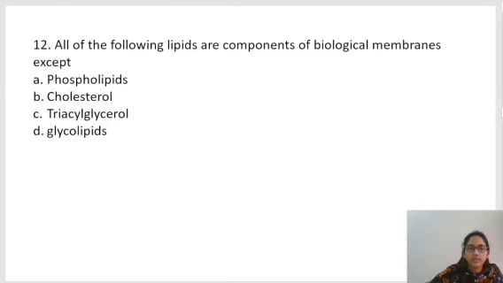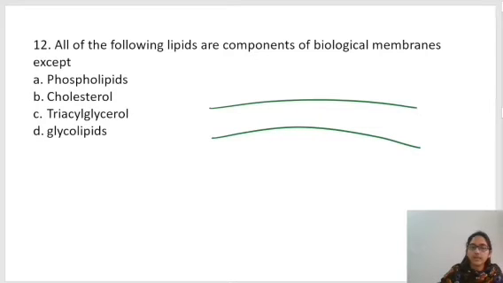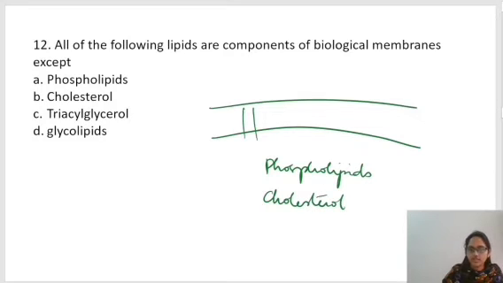All of the following lipids are components of biological membrane except. Yes, the biological membrane is a lipid bilayer, we all know, right? The lipid bilayer is made of mostly phospholipids. Also you have cholesterol in between. So how are these phospholipids arranged? They have a hydrophilic head on the outer side and a hydrophobic tail on the inner side. So this is how the lipid bilayer is arranged.